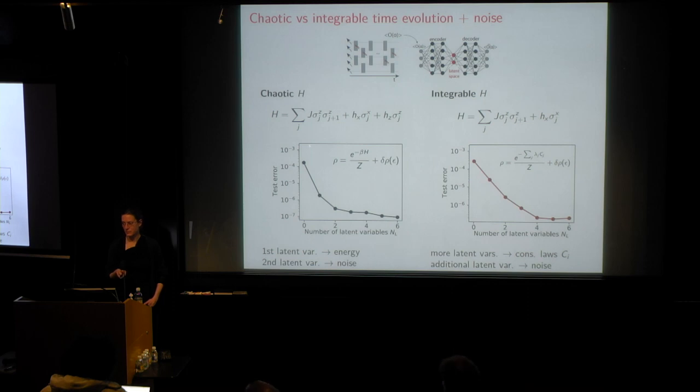You have time here in your picture at the top. Have you seen how the number of latent variables that's required varies with time? Can you see how it decreases as you thermalize? Yeah, so I don't have it here.